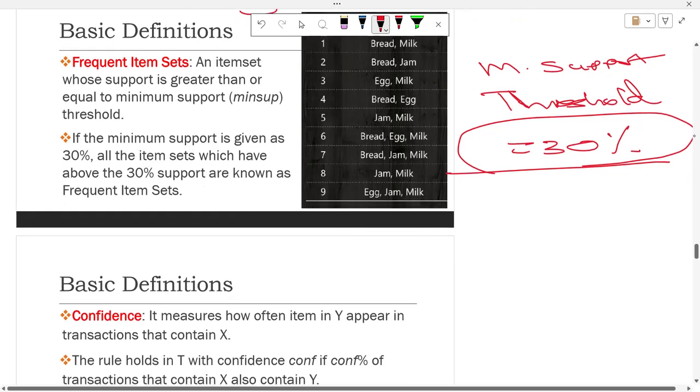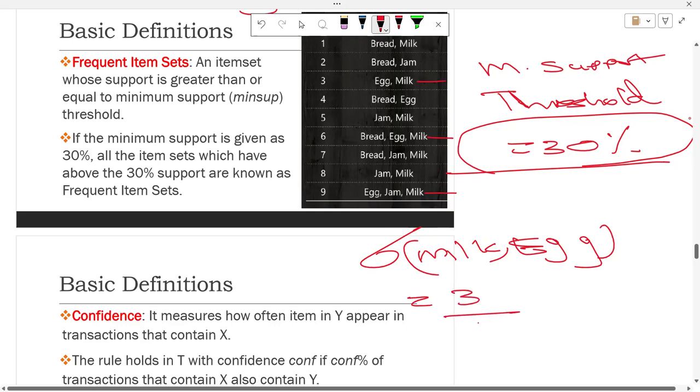So if you have a minimum support threshold value of 30%, now just think about this question. They are telling the minimum support threshold value is 30%. Now calculate the support of milk and egg. Tell me, what is the support of milk and egg? How can we calculate it? First, you need to find the support count of milk and egg. Milk and egg, 1. Milk and egg, 2. Milk and egg, 3. Right? 3 divided by the total number of transactions, 9.